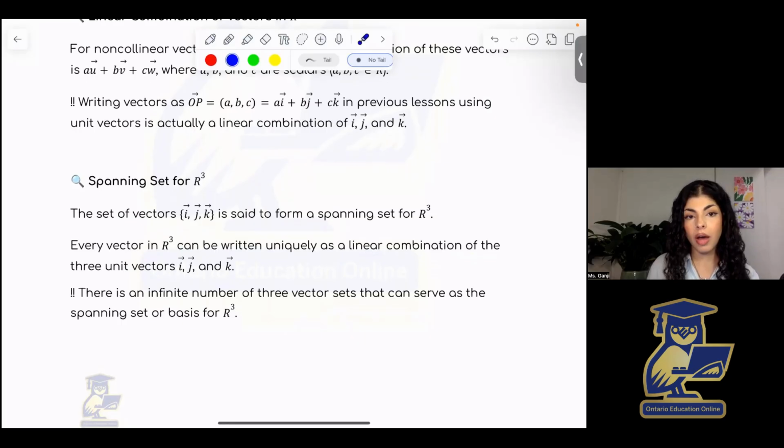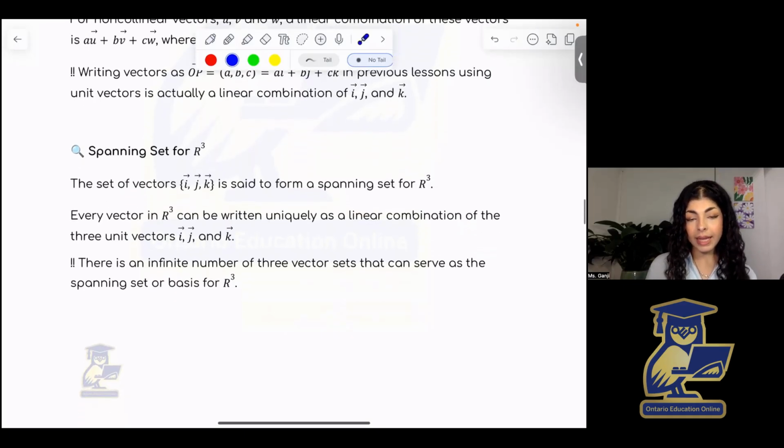And we already saw how it would just be A, B, and C as our scalar multiples. And similarly, there is an infinite number of three vector sets that can serve as a spanning set or basis for R cubed. And it follows the same process if you're trying to prove that three vectors are a spanning set for R cubed.